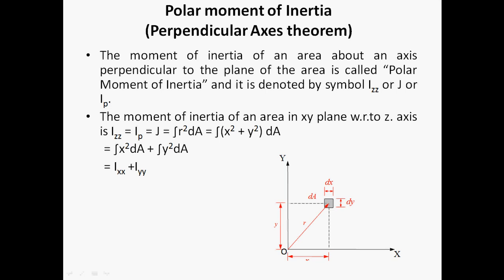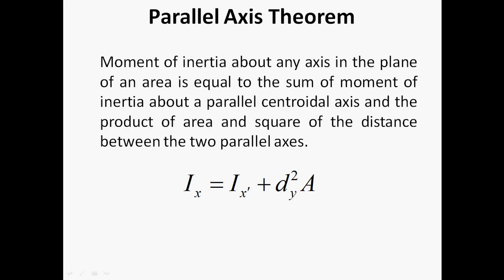If you substitute into the integral, Iz is equal to the integral of (x squared plus y squared) dA. If you split this equation, it is the integral of x squared dA plus the integral of y squared dA. The integral of y squared dA can be counted as the moment of inertia about the x-axis, Ixx, and the integral of x squared dA is Iyy, the moment of inertia about the y-axis. So the total equation can be written as Iz is equal to Ixx plus Iyy.